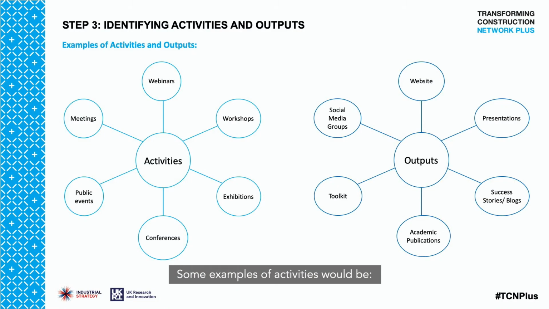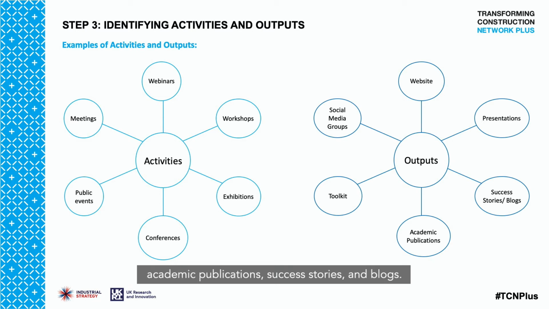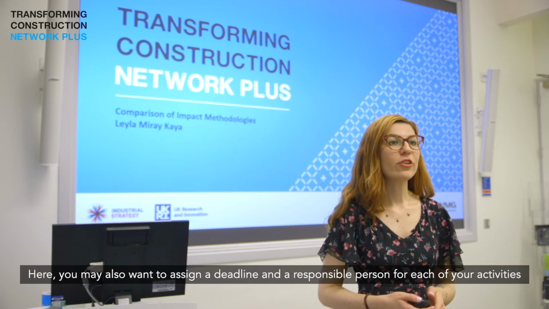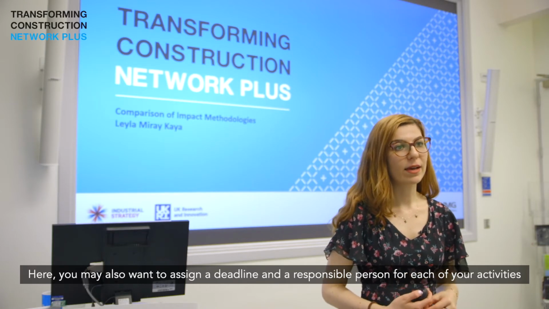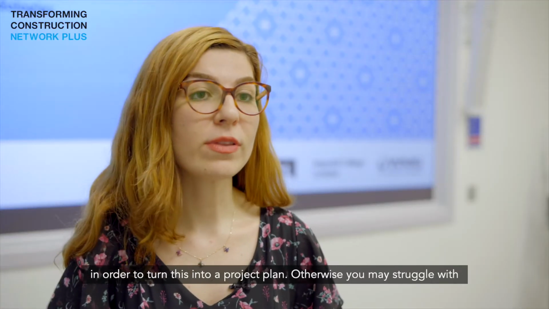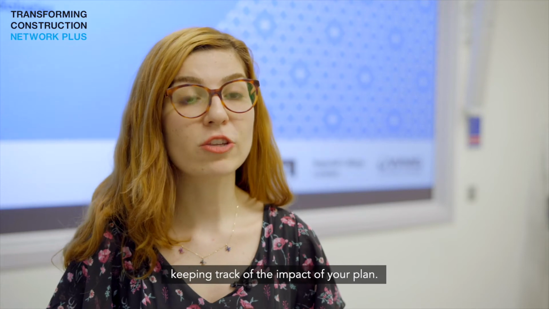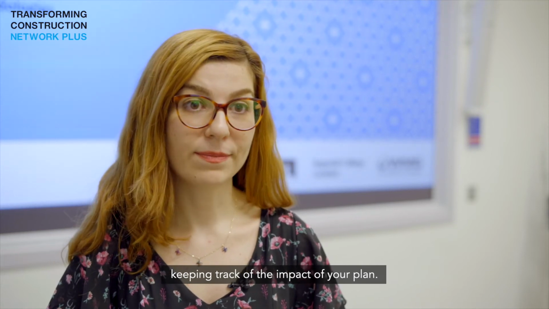Some examples of activities would be webinars, conferences, exhibitions, meetings, public events, or workshops. Outputs can be website, social media groups, presentations, academic publications, success stories, and blogs. Here, you may also want to assign a deadline and responsible person for each of your activities in order to turn this into a project plan. Otherwise, you may struggle with keeping track of the impact of your plan.